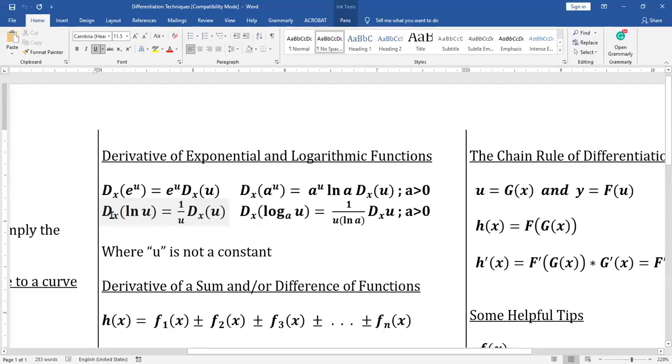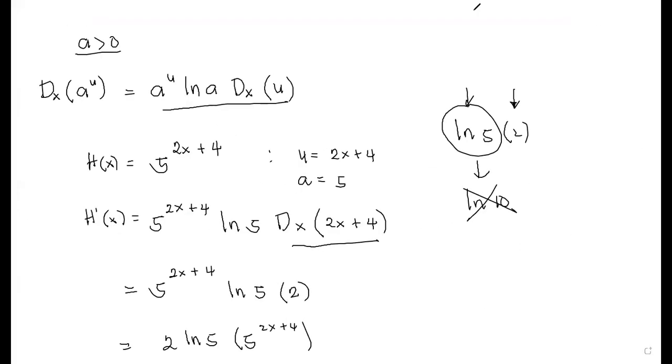Next, we have one of the easiest derivatives. We have the derivative of ln u. Simple. You just have to do 1 over u, and then take the derivative of u. Let me just clear the writings on the board. So the derivative of ln u is equal to 1 over u times du/dx.